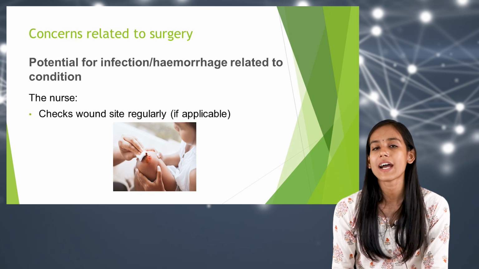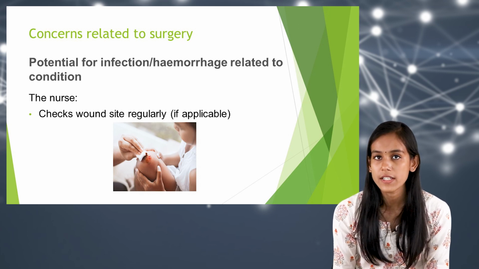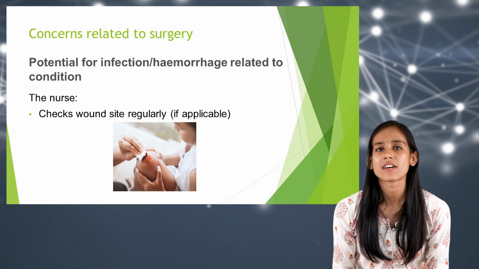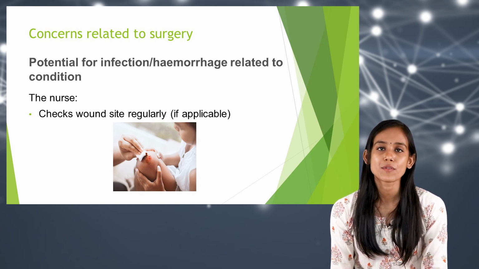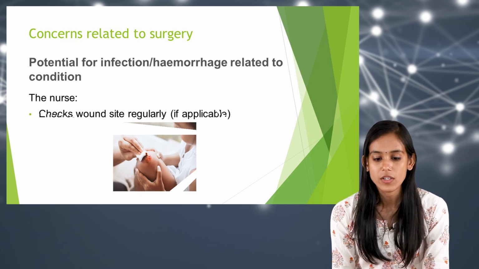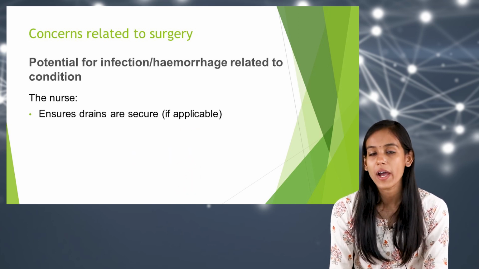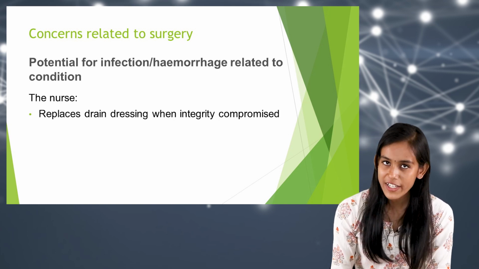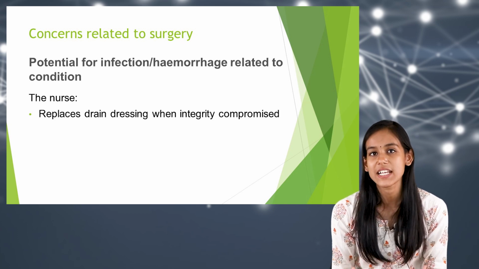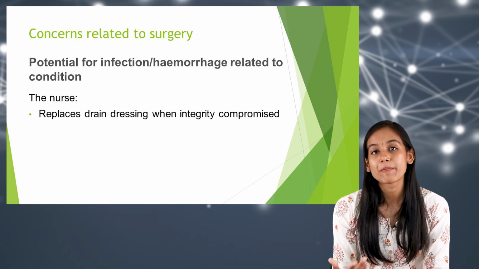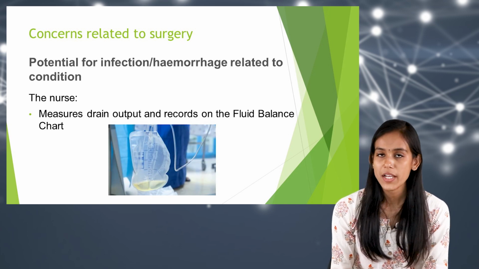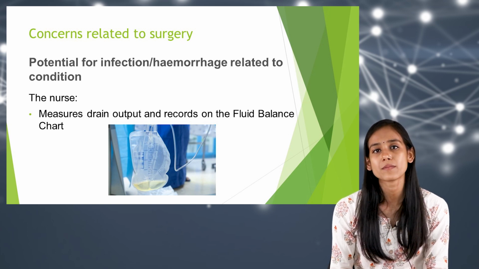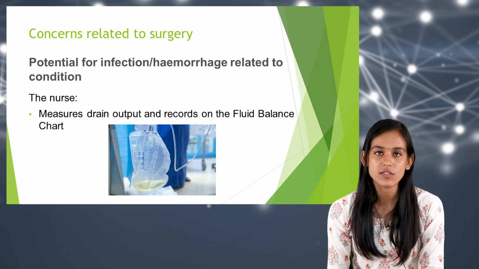For that, as a nurse, you should check the wound regularly. There should not be any leakage from the wound. If there are any changes in color of the wound, you have to report to the doctor. And if drains are there, you have to ensure that the drains are secured properly. If you find that the integrity of the drain is compromised, then you have to replace the drain. Each time you do this observation, you have to measure the drain output, and you have to record that on the fluid balance chart.